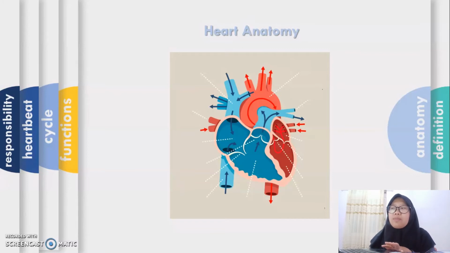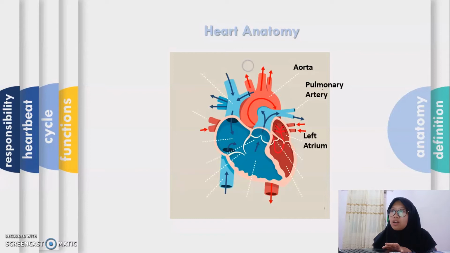And this is the parts of the heart. First is the aorta. The aorta is the main artery that carries blood away from our heart to the rest of our body. And the next, the pulmonary artery. The pulmonary artery is a blood vessel which delivers blood to the lungs. And then the left atrium. The left atrium is the upper left chamber of the heart. It receives oxygenated blood from the lungs and pumps it down into the left ventricle.